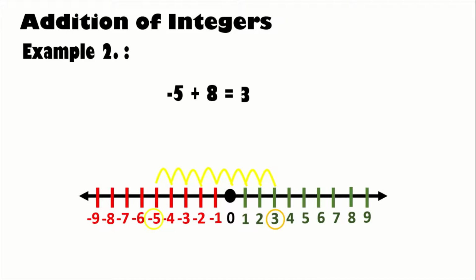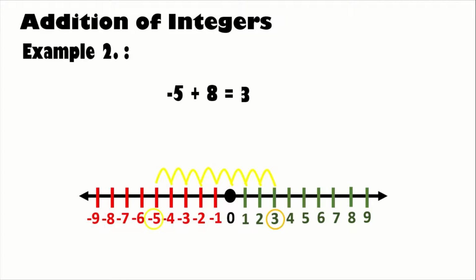Because the second rule here in addition of integers is that the greater value will distinguish what will be the sign of the sum. Okay? In this example, the larger or the greater value is positive 8, and the smaller value is negative 5. So 8 distinguishes the sign of the sum. So it will be positive. So negative 5 plus 8 equals positive 3.